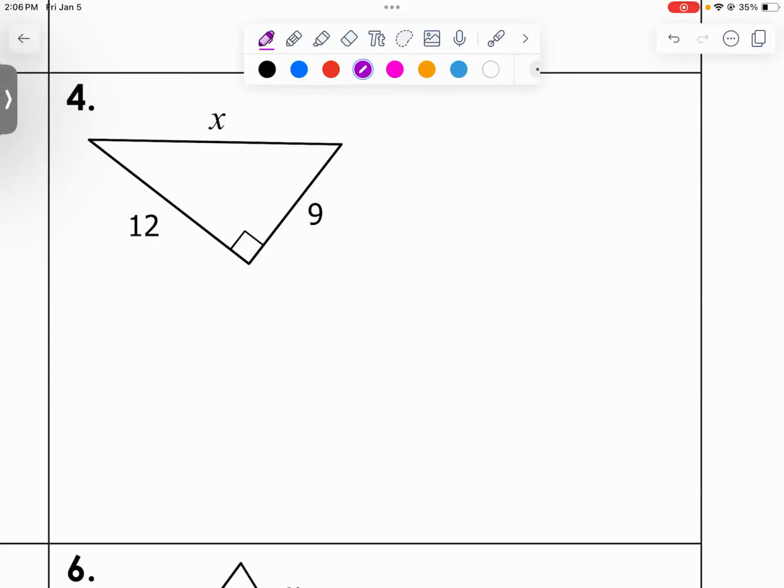Okay, you are trying number 4. Set it up, solve for X. Numero quattro. 225. 15. 15.